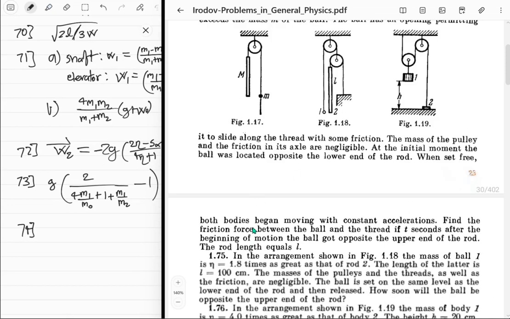Right. So when set free, both the bodies begin moving with constant acceleration. Find the friction force between the ball and the thread. So the friction force is pulling the thread. Okay, kind of weird. So as it's moving up, right, this M is being pulled up by the friction force. Yes, and this whole string also experiences friction force downward.